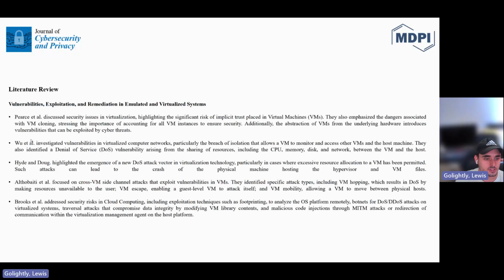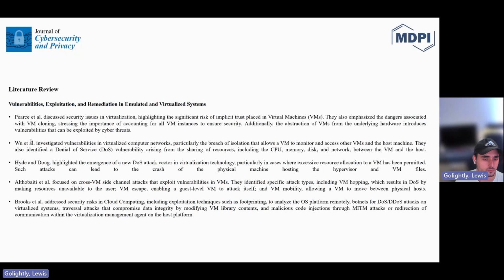Our literature review focused on vulnerabilities, exploitation, remediation, emulation, and virtualized network systems. PSL discussed security issues in virtualization, highlighting the significant risk of implicit trust placed in virtual machines or VMs. They also emphasized the dangers associated with VM cloning, stressing the importance of accounting for all VM instances to ensure security, and additionally, the abstraction of VMs from the underlying hardware, which can introduce vulnerabilities that can be exploited by cyber threats.